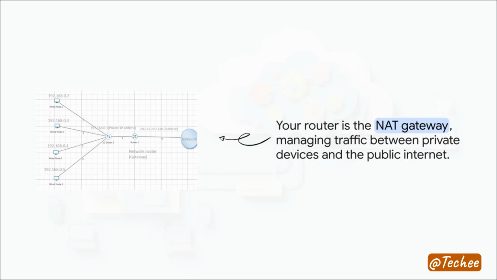Just picture this setup in your mind. On one side, you've got all your devices, your laptop, your phone, your console, each with its own private IP. They're all talking to your home router. And then that router sits in the middle. On the other side, it's facing the public internet with that one single public IP address. It's basically acting as the gateway, or maybe like a receptionist, managing all the communication going in and out.